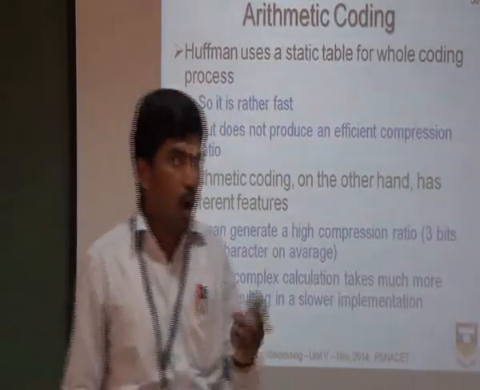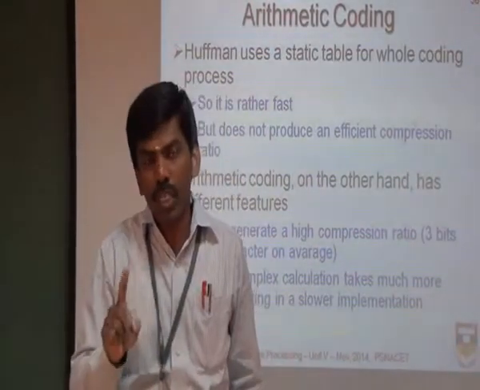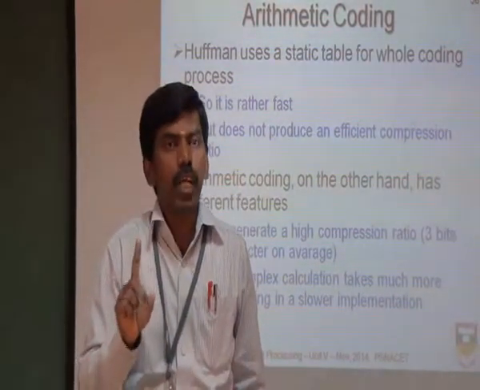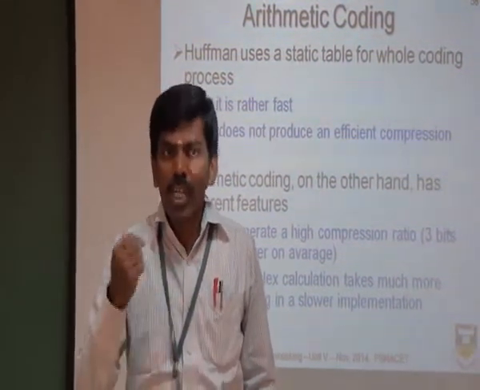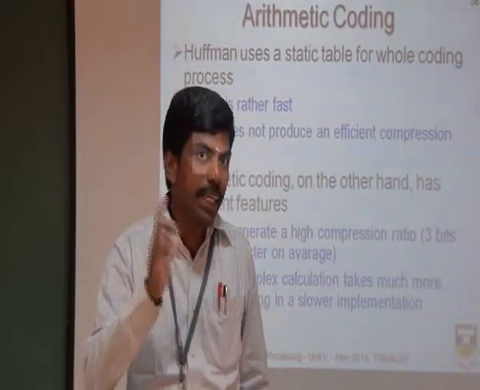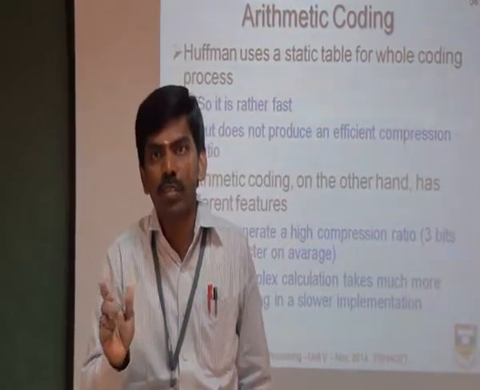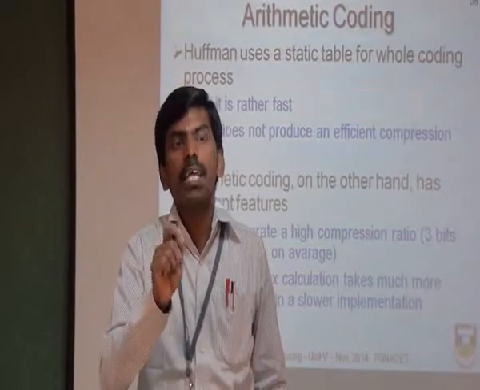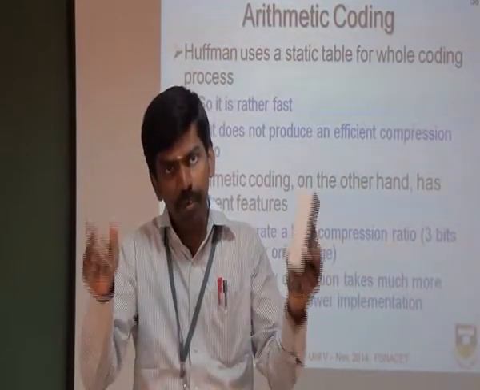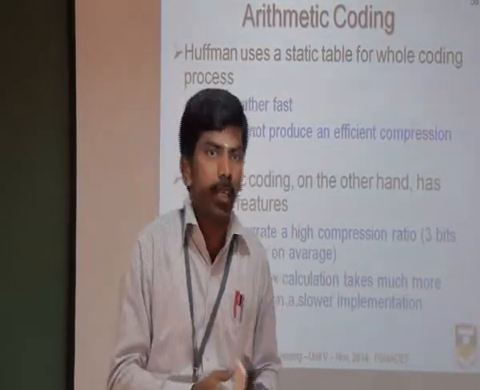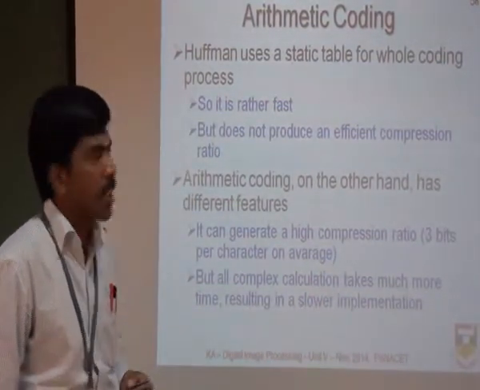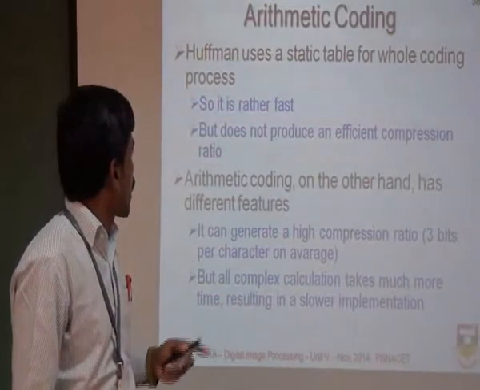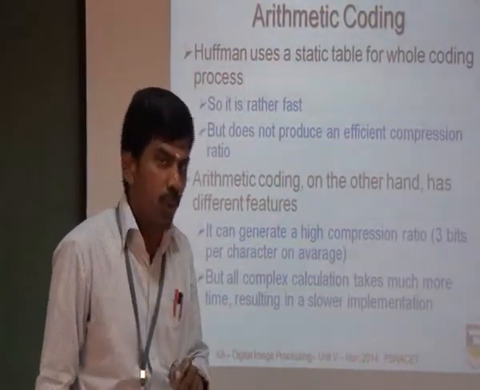To overcome that, meaning fast response and good efficiency, we go to arithmetic code. Here we are not assigning any code, 0 or 1 or 1 0, anything. We simply make an interval adjustment automatically. Arithmetic coding often uses statistics for the whole coding, so it is rather fast, but it does not produce an efficient compression ratio.